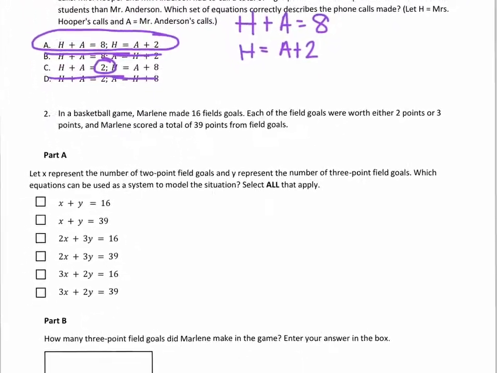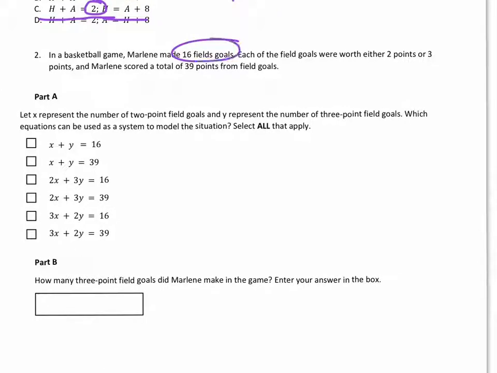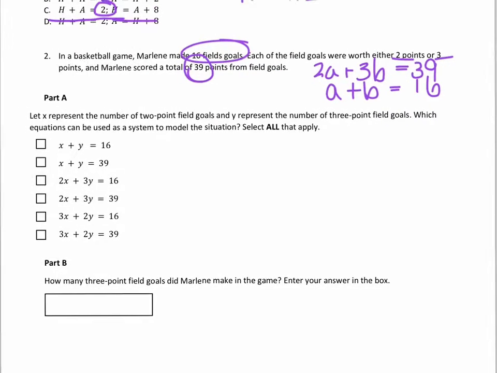Number 2. In the basketball game, Marlene made 16 field goals. Each of the field goals was worth either 2 points or 3 points, and she got a total of 39 points. So we have a 2-point field goal plus a 3-point field goal is 39 points. And then field goal plus field goal had to be a total of 16 of those. So let X represent the number of 2-point field goals and Y represent the number of 3-point.